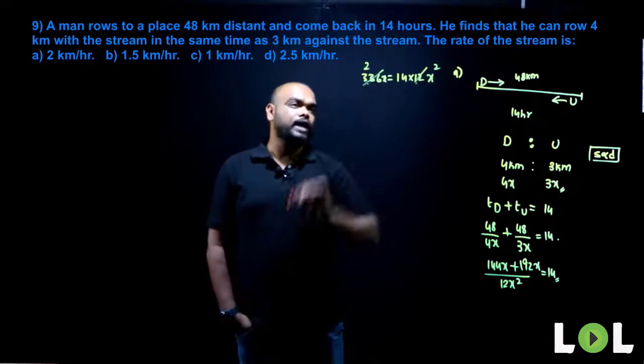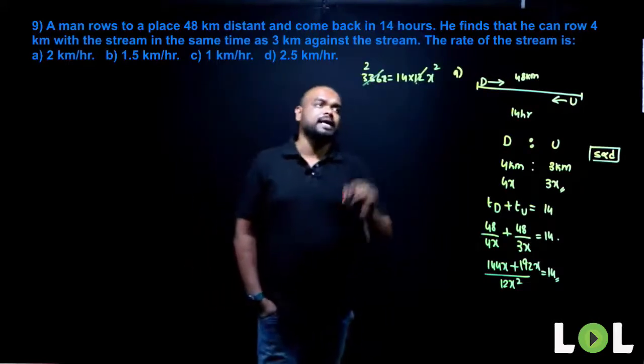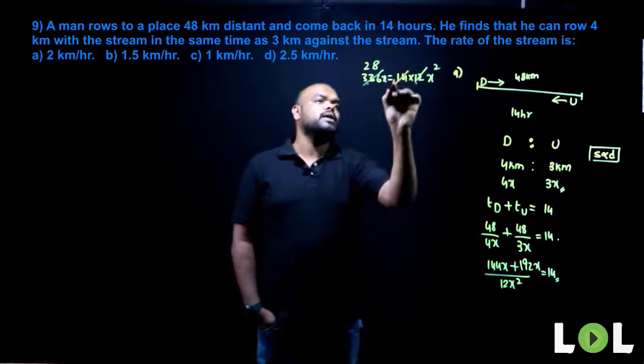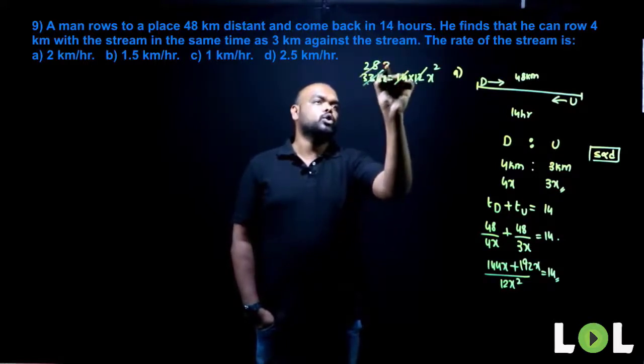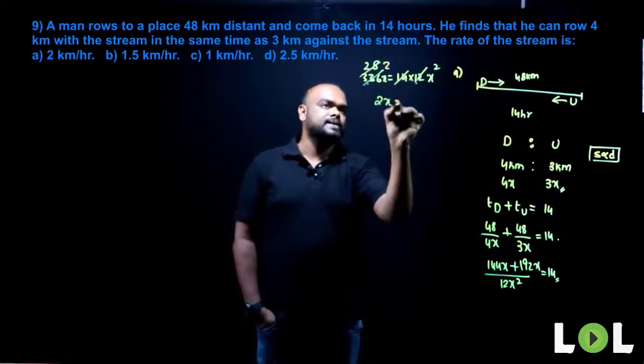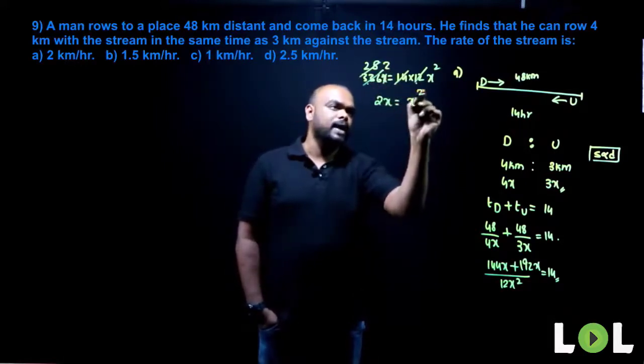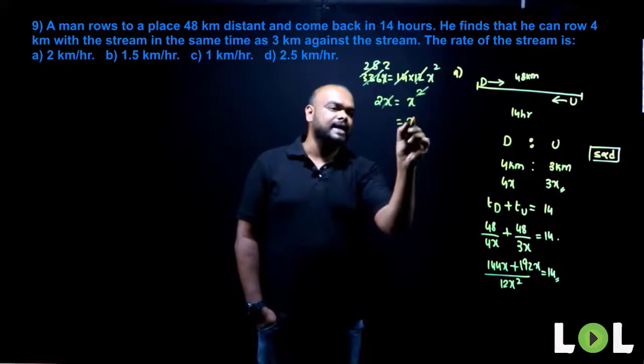12 into 2, 24. What is left out? 96. 12 into 8, 96. So 14 into 1, 14 into 2. What do I have here? 2x. X is there here, do not forget. 2x is equal to x square. Square and x get cancelled. I'll get x value as 2.